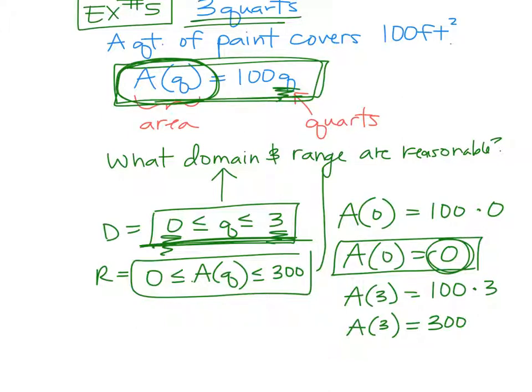Okay, then they ask you to graph it. Okay? When you're painting, do you have to use 1 quart of paint at a time? Or can you use like a half a quart or a quarter of a quart? You can, right? So this is discrete or continuous? Continuous. It's continuous to a degree, and then it stops, okay? So it's kind of a combination of the two.